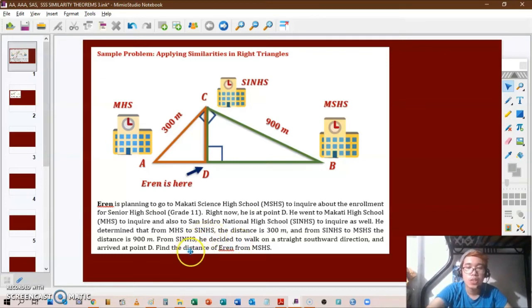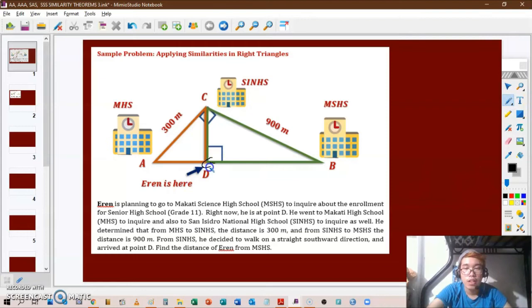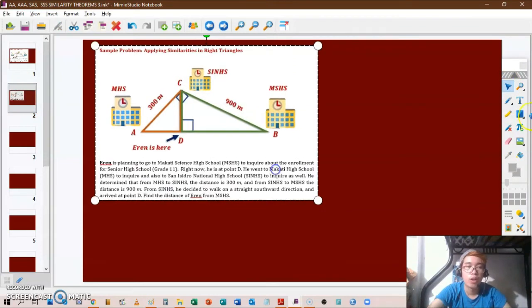From San Isidro National High School, he decided to walk straight southward, and he arrived at point D. So Aaron is now here. We want to know the distance of Aaron from Makati Science High School, that is, the distance between D and B. So how do we do that? Since we have a right triangle, we can solve for the value of AB using the Pythagorean theorem. Okay, so let's try to use the Pythagorean theorem on this one.